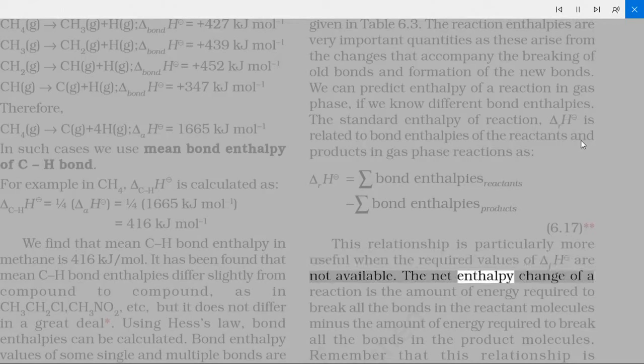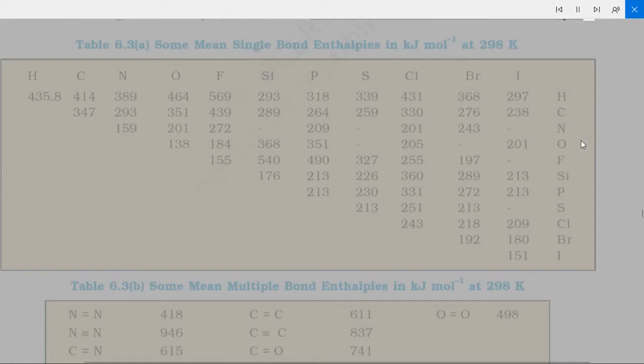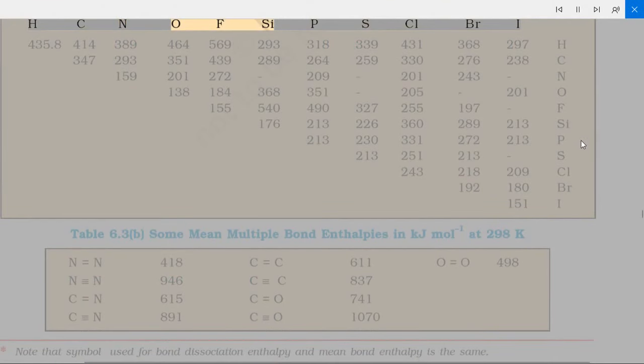The net enthalpy change of a reaction is the amount of energy required to break all the bonds in the reactant molecules minus the amount of energy required to break all the bonds in the product molecules. Remember that this relationship is approximate.